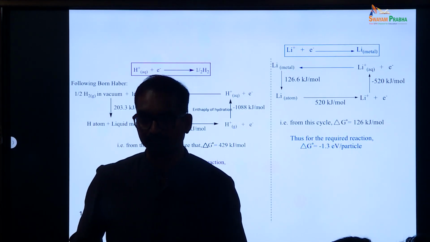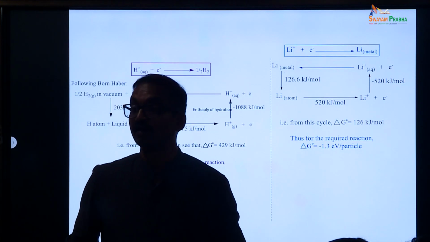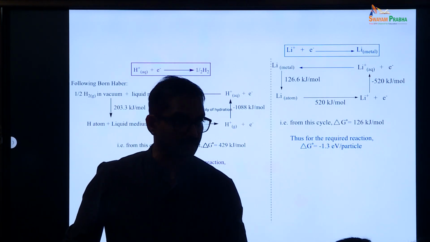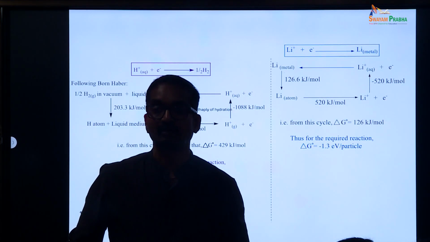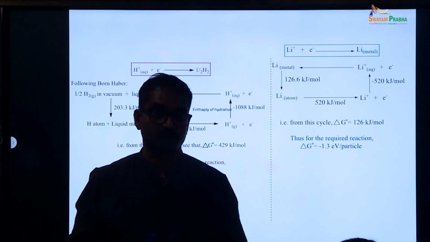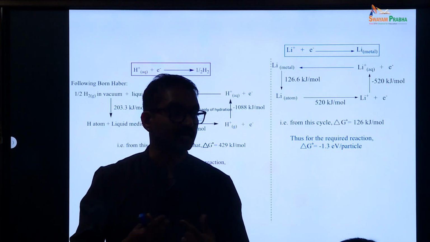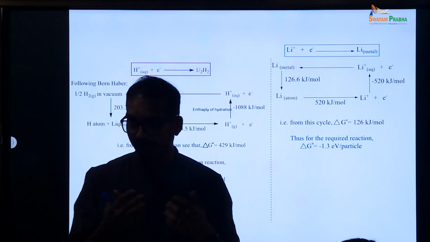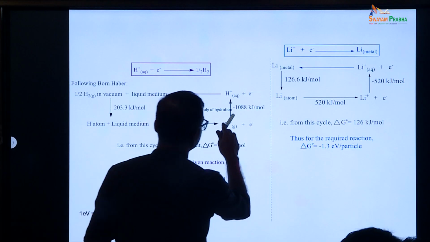From here to here, again it is positive because it's an ionization process. For ionization, you have to spend energy. For breaking bond, you have to spend energy. So thermodynamic convention for spending energy is positive. For gaining energy is negative. So you see, it is negative, these two quantities are positive.